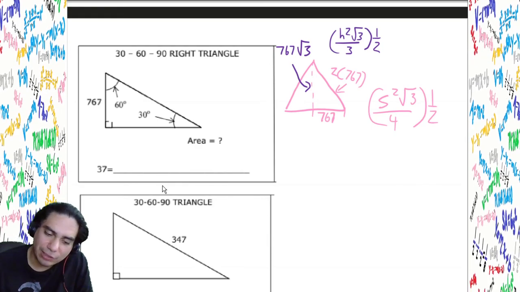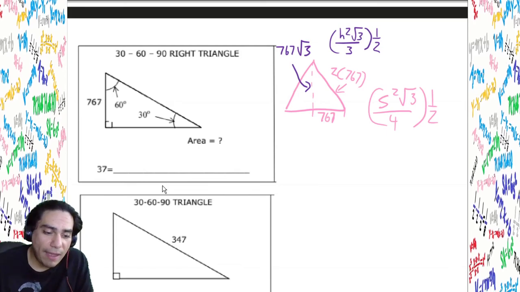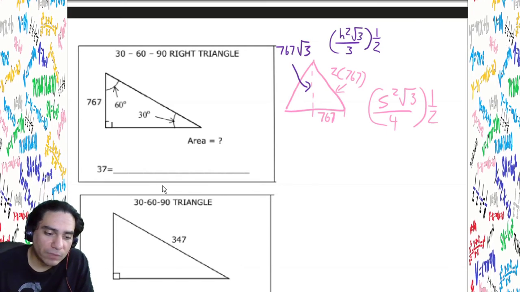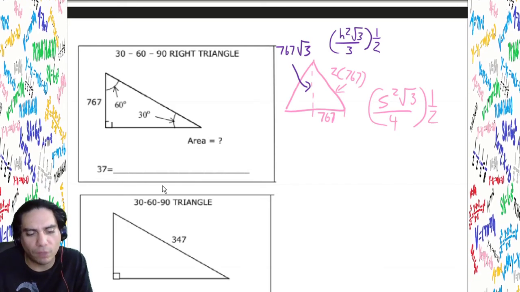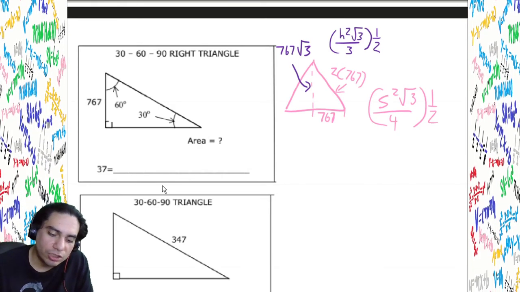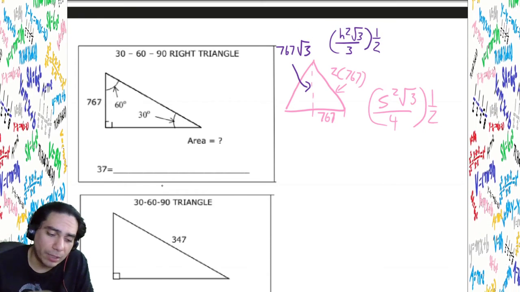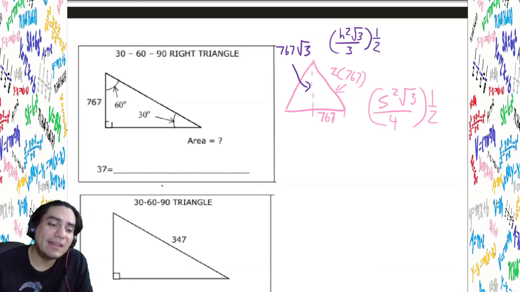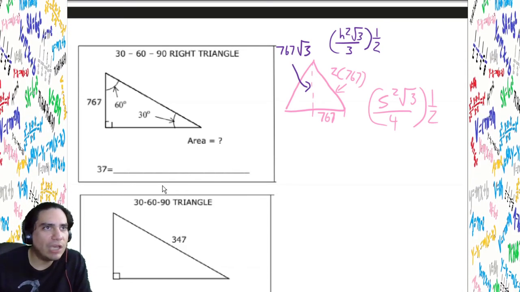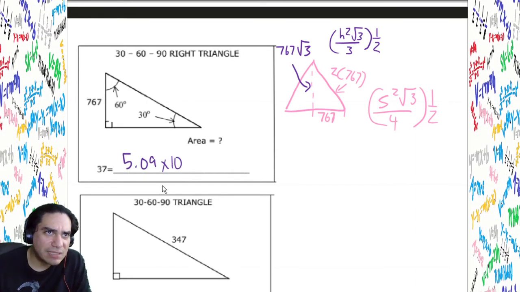So 767. Look, I'm already making so many mistakes. So we're going to get that, and then we're going to square it. It was like 1530-ish, okay? Then we square that, got 2.35 times 10 to the 6. Square root of 3, multiply, okay? I'm using the side formula, by the way. Then we get 4 divide, and then 2 divide. And we got ourselves our answer, 5.09 times 10 to the 5th.